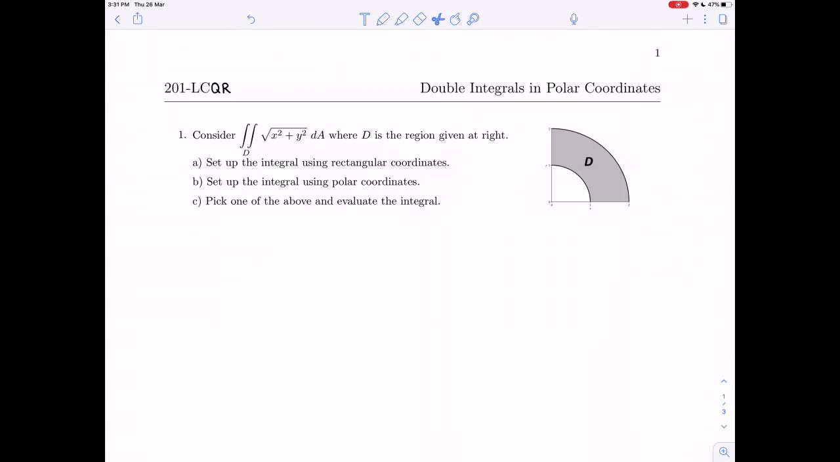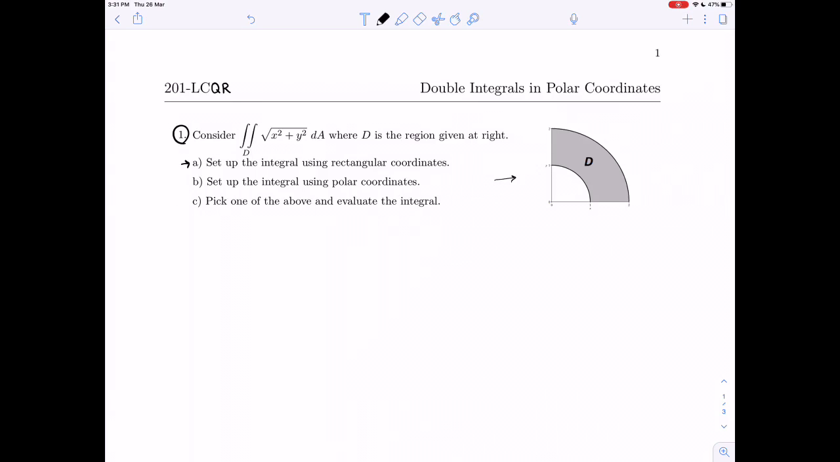In this video, we're going to do the first example on this worksheet, double integrals in polar coordinates. So we're going to do question number 1 here. Question number 1 asks us to consider the double integral over the region D of x squared plus y squared dA, where D is the region given at right. So here is our region D.